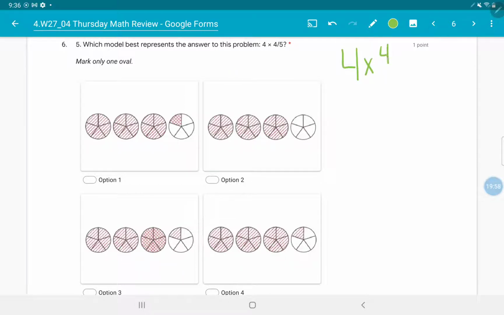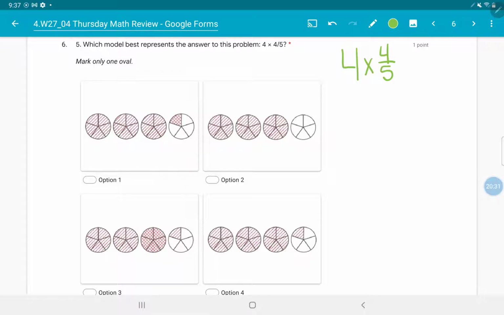4 times 4/5. Before we answer that, let's take a minute to think about 4 times 4/5. So I'm doing 4/5 4 times. How could I rewrite that as an addition sentence? Olivia, how could I rewrite that as addition? 4 times. So how would I rewrite that as repeated addition?